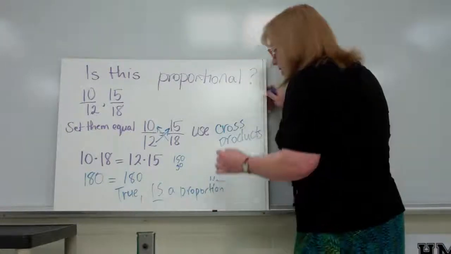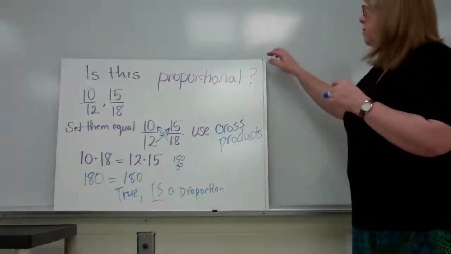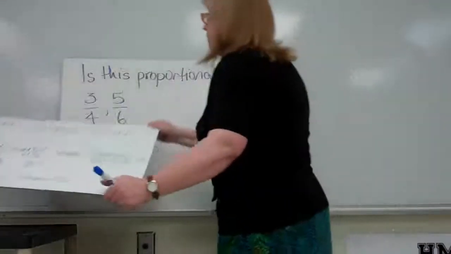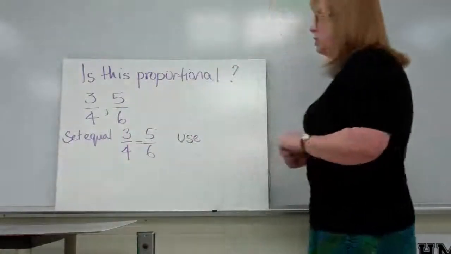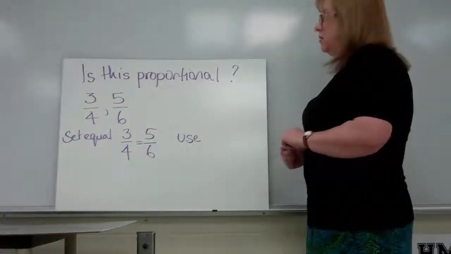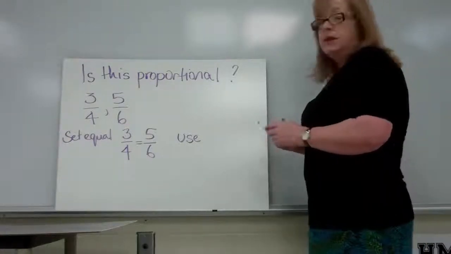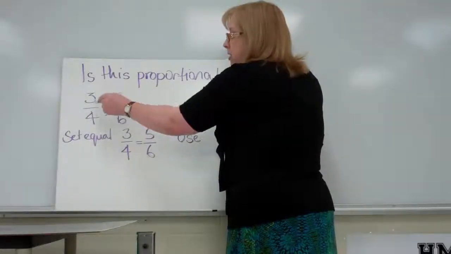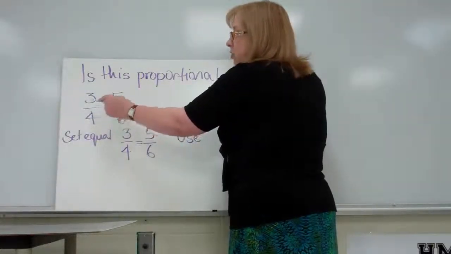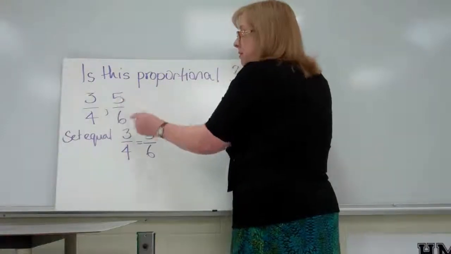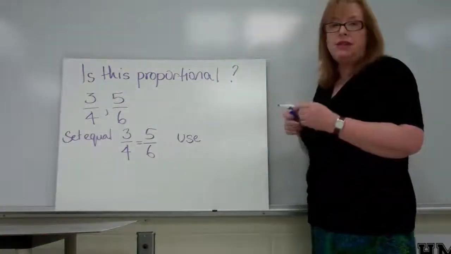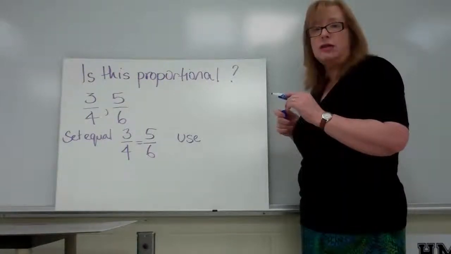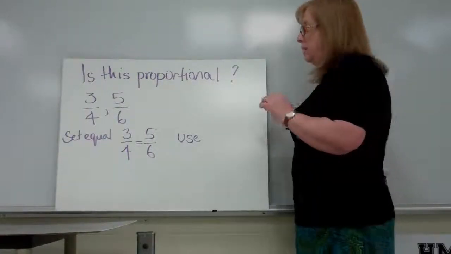Once we've established that that is true, then those are proportional to each other. Okay, let's do another one. Is this a proportion? 3 to 4 is the same as 5 to 6. Sometimes it's tempting to look at these and say, well, this is just one more, that the denominator or the bottom is one more than the top, same here. But proportionality and ratios and equivalent ratios are not about adding or subtracting, they're about multiplying and dividing.